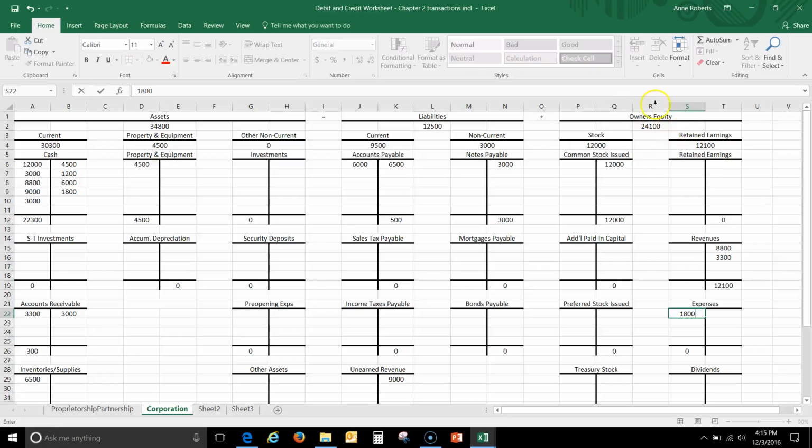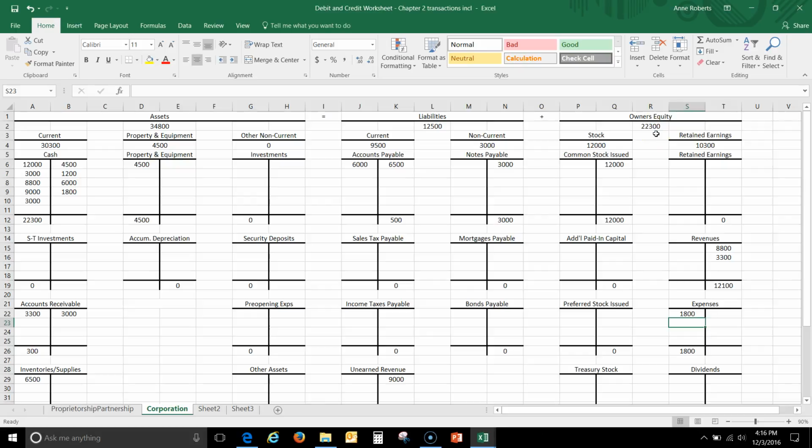We currently have a balance of owner's equity of $24,100. As soon as we enter that $1,800, equity goes down. So now we've got $34,800 in assets, $12,500 in liabilities, and $22,300 in equity.